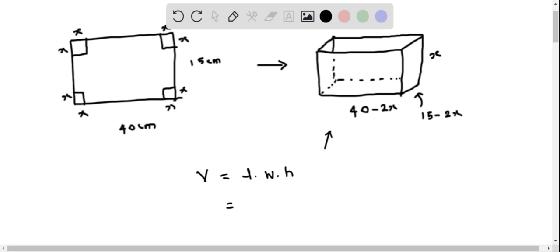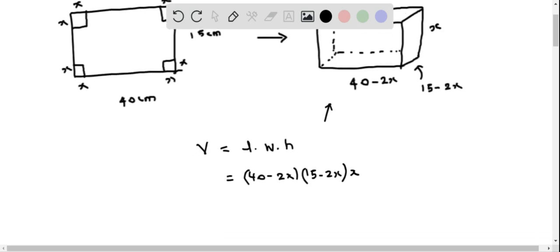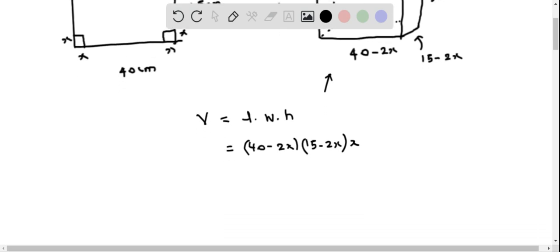So I'm going to plug in the length as 40 minus 2x times width is 15 minus 2x, and height is x. This basically represents the volume function. So we are going to find the maximum volume using the applications of calculus. So first let's distribute and write down without these factors. So I'm going to multiply these two factors and then multiply with x.